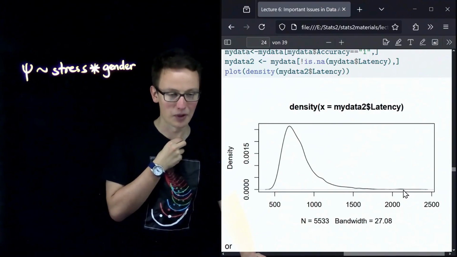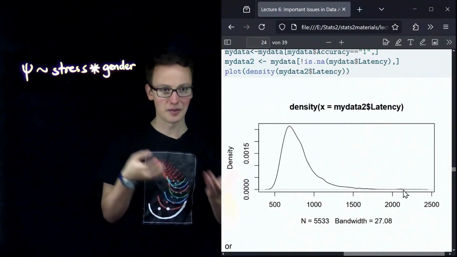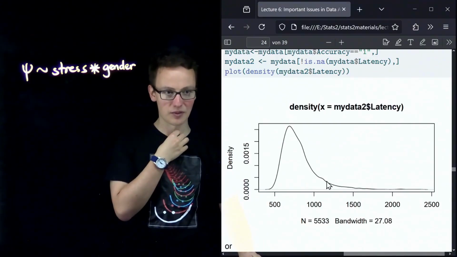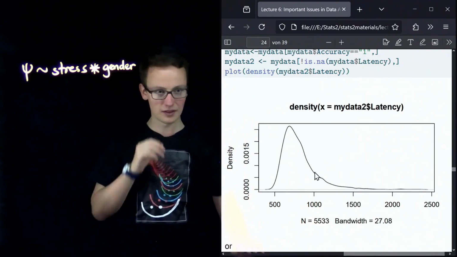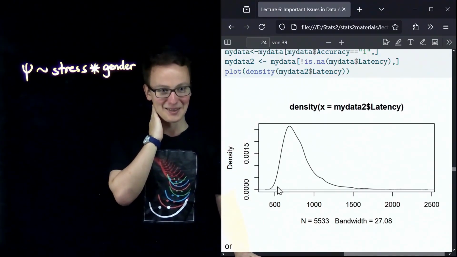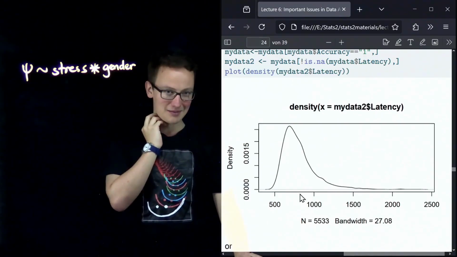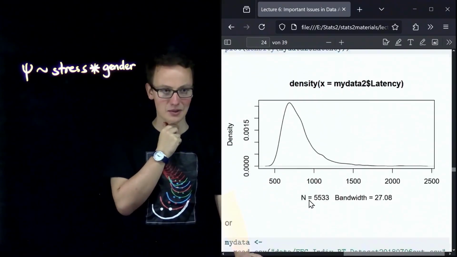Does that data point really reflect the same kind of processes as all of these data points that are much closer to this segment of the scale here? That's something that could worry us.